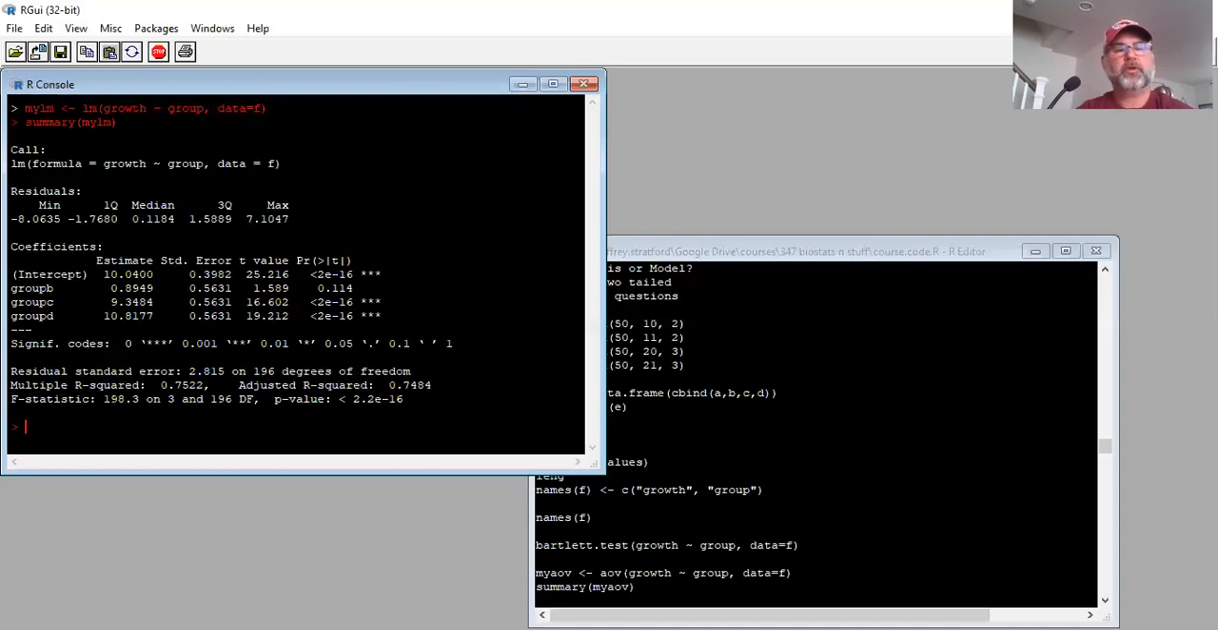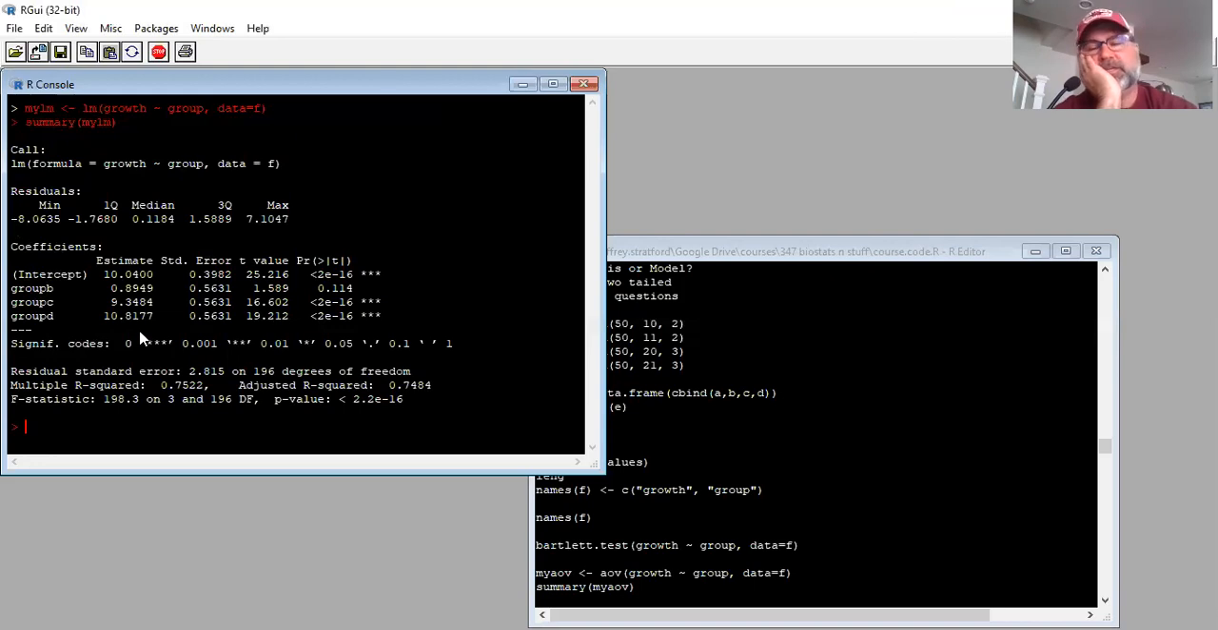All right, so we don't get a source table like we did doing AOV, although it's doing exactly the same thing. Let me break this down for you. Here's the linear model. This is what it ran. Most of the time I don't pay attention to the residuals. I'm most interested in this part, okay?